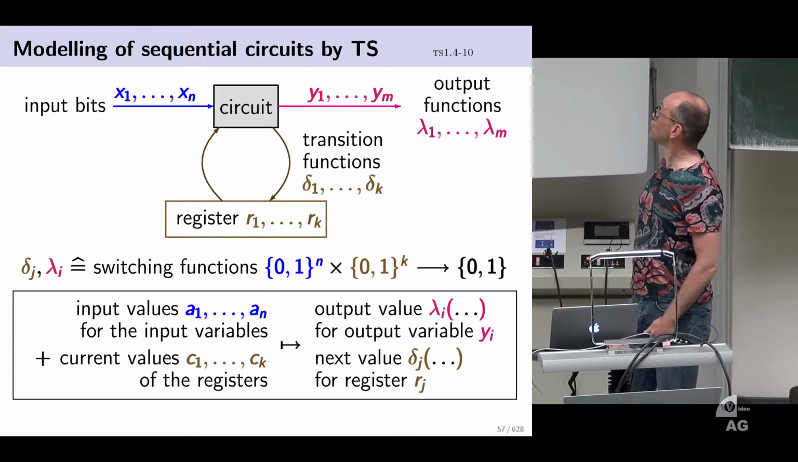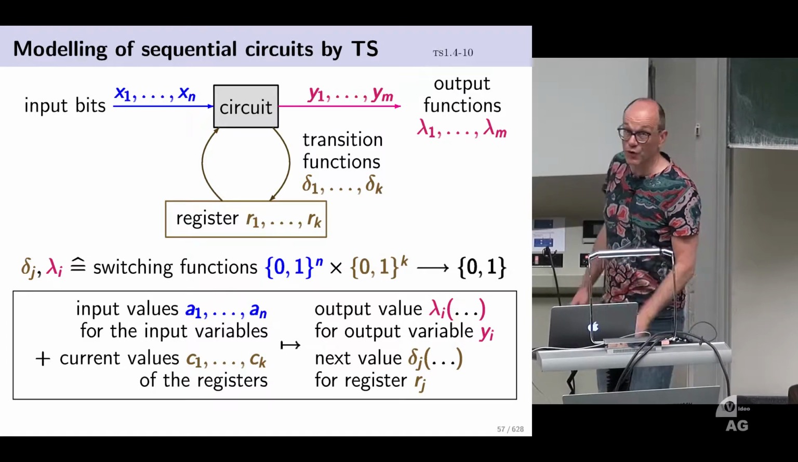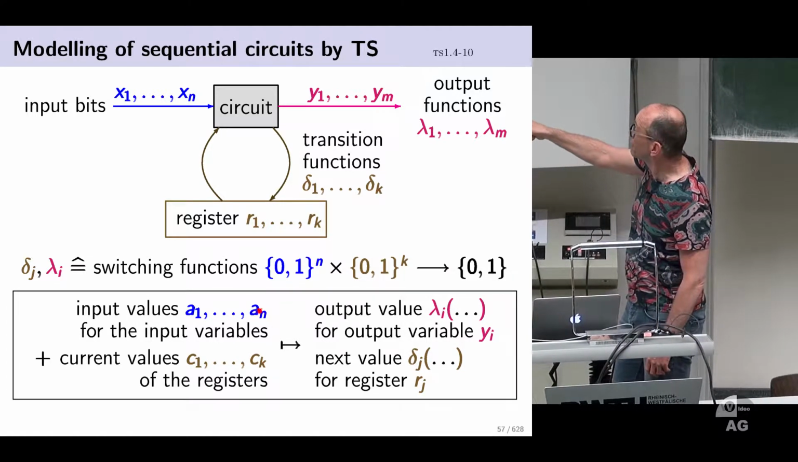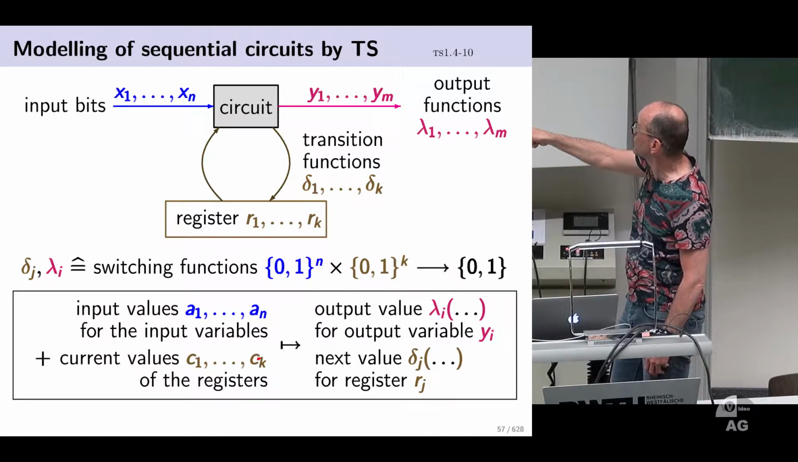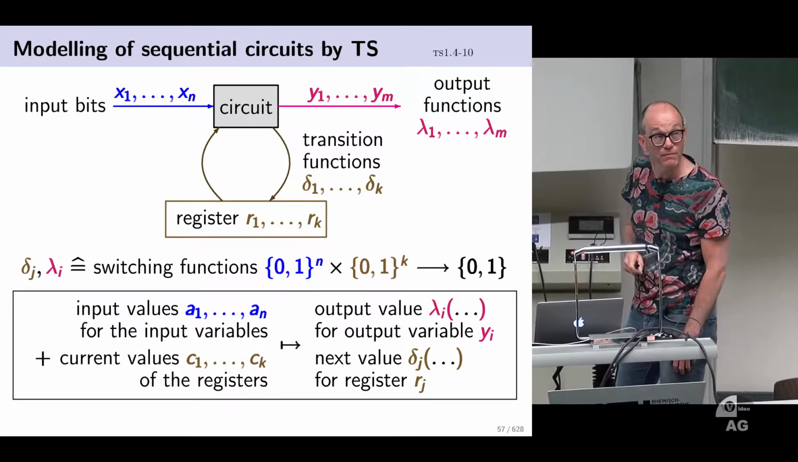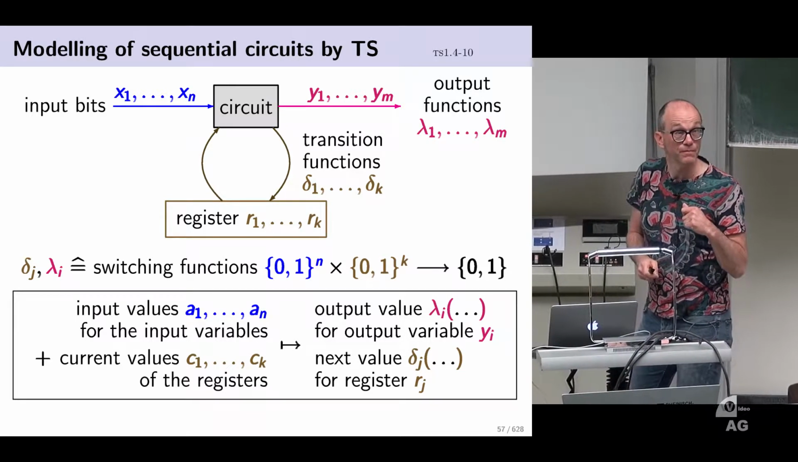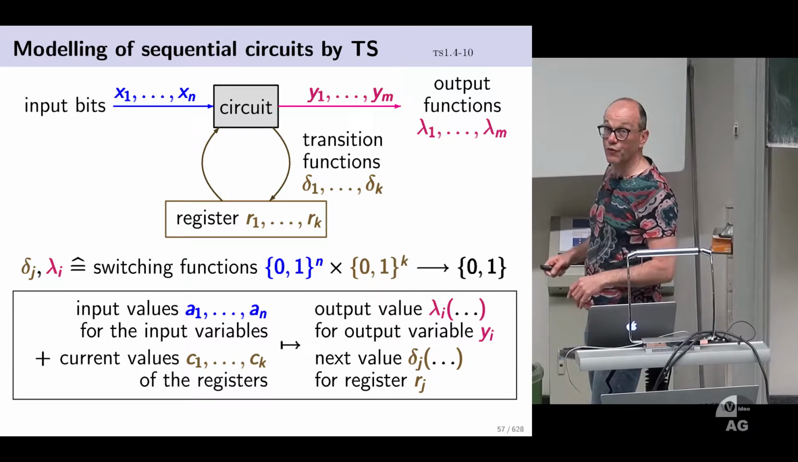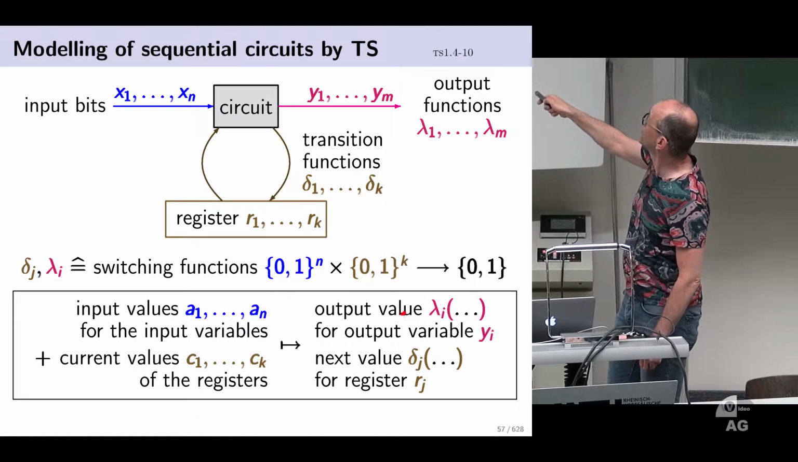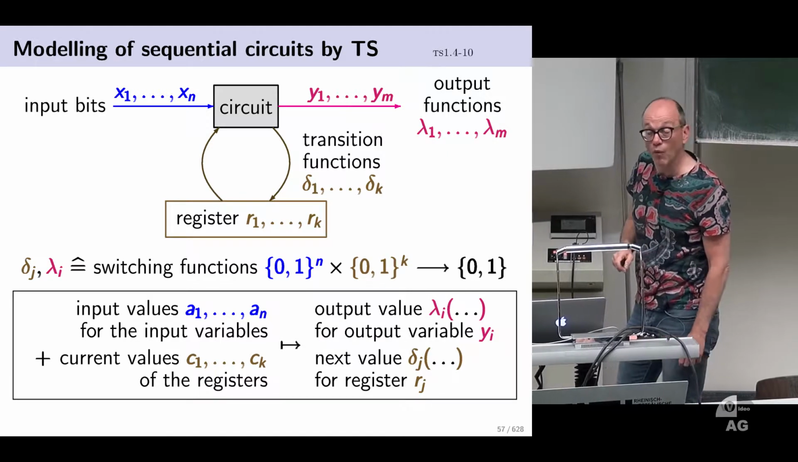Now, what are these functions going to define? So we have those functions delta j. Delta j is given these inputs and these current values of the registers, going to compute the next value of register j. Only j. Similarly, we do for the outputs. We have a function lambda i that is actually giving the output value for the output variable yi.